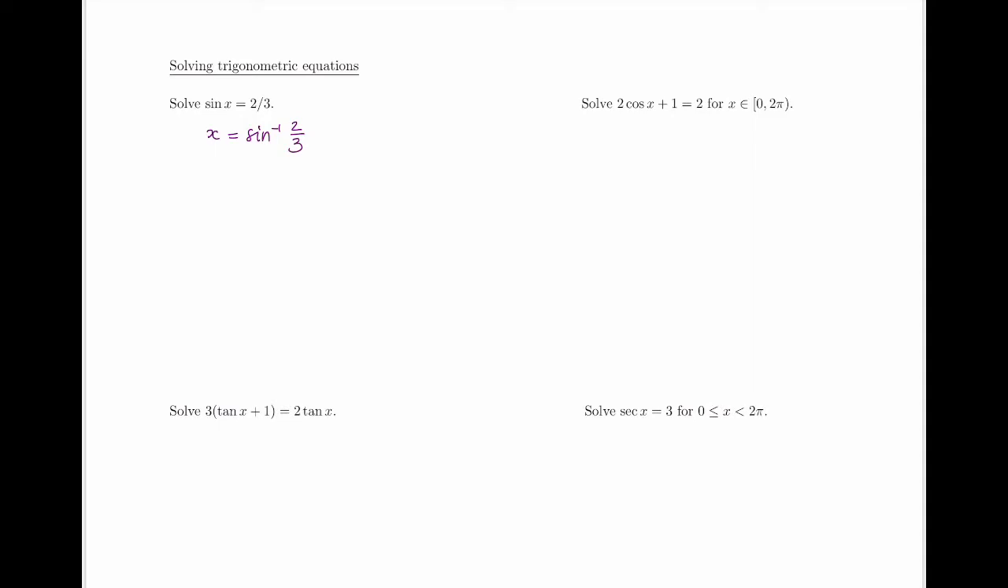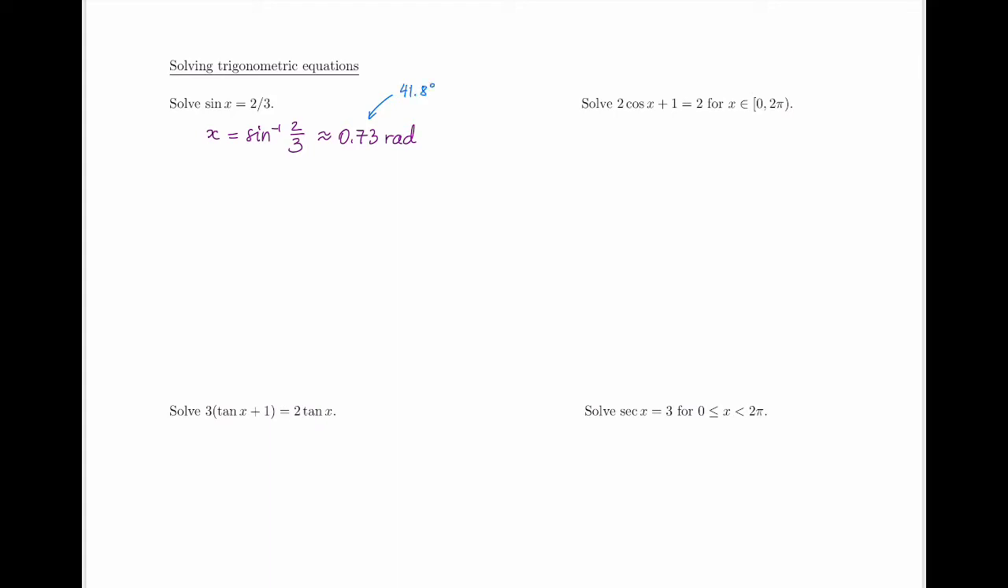Now 2/3 is not one of the special angles, which means that I will have to plug this into the calculator and actually look for a decimal approximation. The calculator will give us, put in radian mode, 0.73 radians. Now, in order for us to sketch this, for example, on a unit circle, sometimes it might be easier to imagine this in terms of degrees. So this is approximately 41.8 degrees.